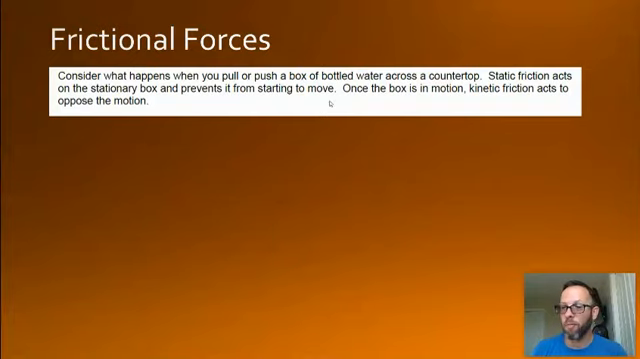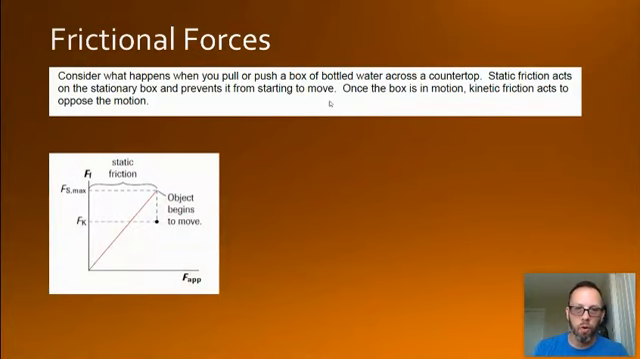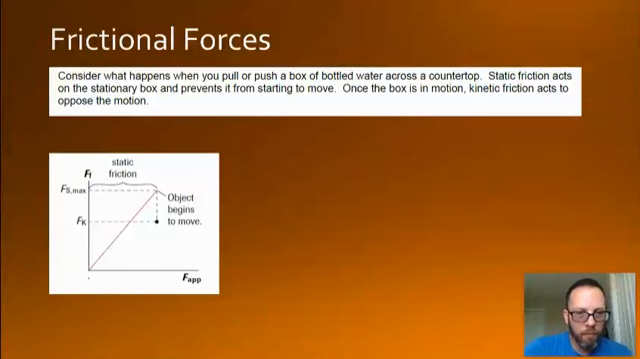And once the box starts to move, we still have friction, but we have this kinetic friction force that is applied to the box. So you hopefully saw some kind of diagram like this in your grade 11 course, where just as we discussed, this Fs is the force of static friction, and this is the applied force.